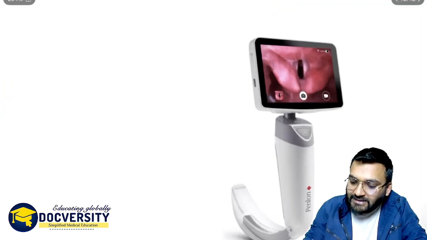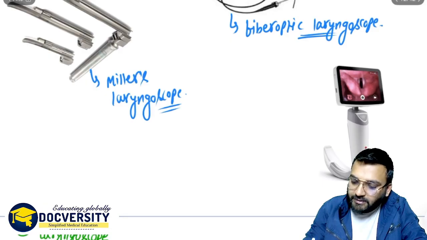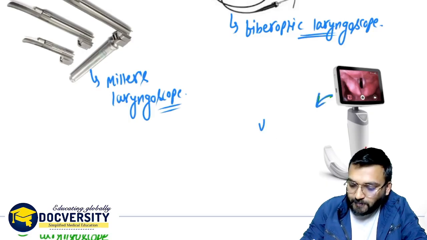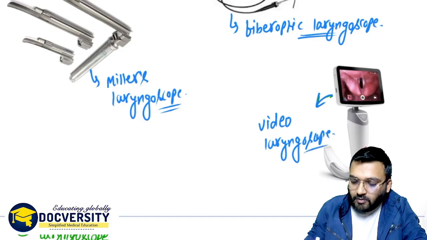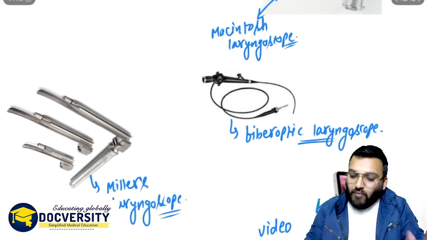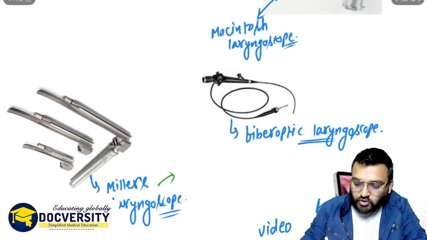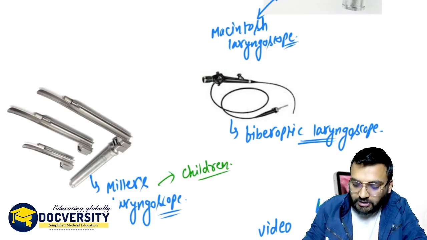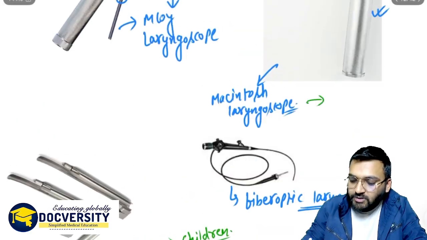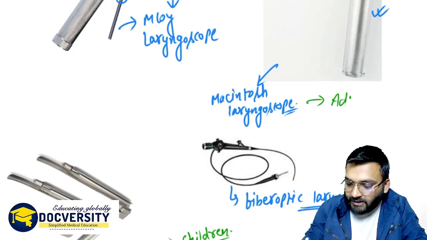And after that, here you can see the visual of our throat, right? This one is the video laryngoscope. Okay, sir. But here you have to understand one more thing: the Miller's laryngoscope is used for children, and the Macintosh laryngoscope is used for adults. That you have to understand very carefully.